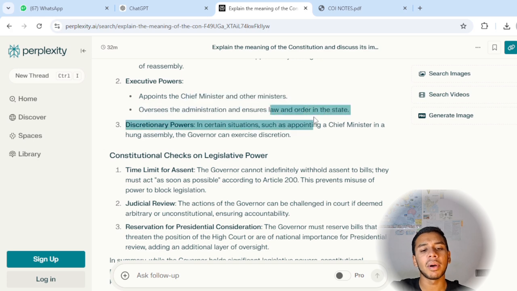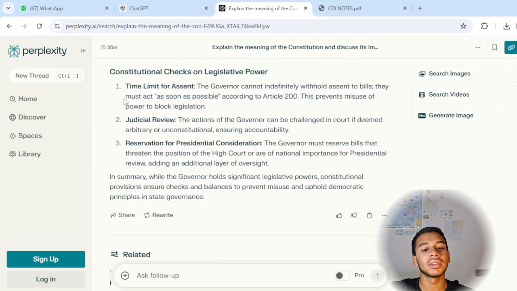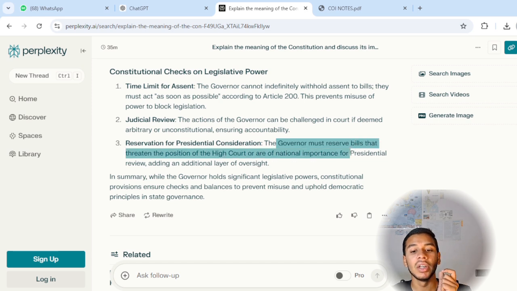The second one would be executive powers. The governor appoints the chief minister and other ministers, oversees the administration, and ensures law and order in the state. The second side heading would be constitutional checks on legislative power. The first one would be the time limit for assent, the second the judicial review, and the third the reservation for presidential consideration. Let's talk about this presidential consideration. The governor must reserve bills that threaten the position of the High Court or are of national importance for presidential review, adding an additional layer of oversight.